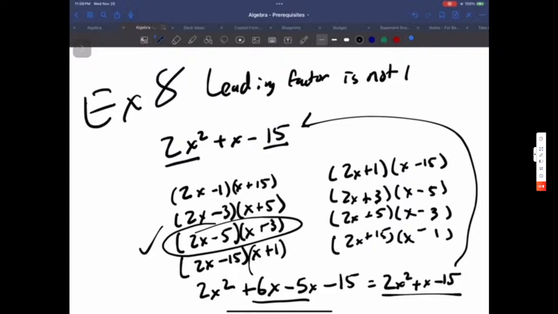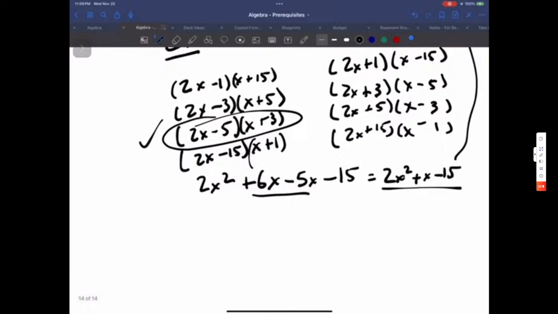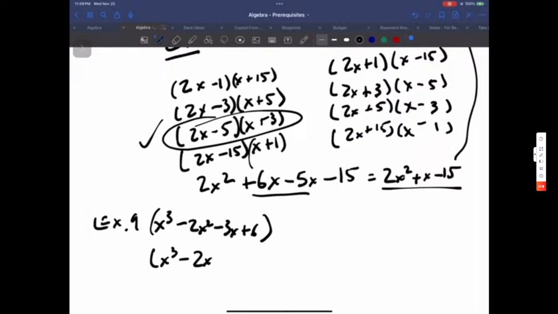And then sometimes you can factor it by grouping them. So let's look at example 9. If you have x cubed minus 2x squared minus 3x plus 6, if you group them, you might be able to get something. So if we look at the first terms, we're going to group x cubed minus 2x squared. I can take an x squared out of that one.